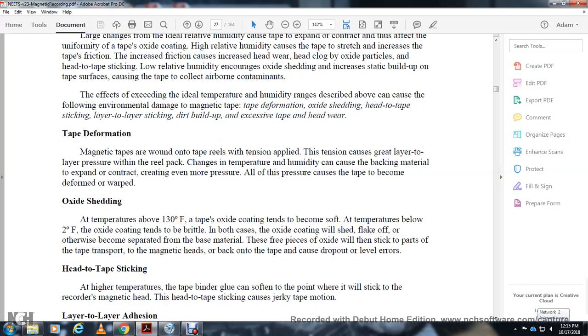Oxide shedding. At temperatures above 130 degrees Fahrenheit, the tape oxide coating tends to become soft. At temperatures below 2 degrees Fahrenheit, the oxide tends to become brittle. In most cases, the oxide coating will shed, flake off, or otherwise separate from the base material. These free pieces of oxide then stick as part of the tape transport to the magnetic heads and back onto the tape, causing dropouts.